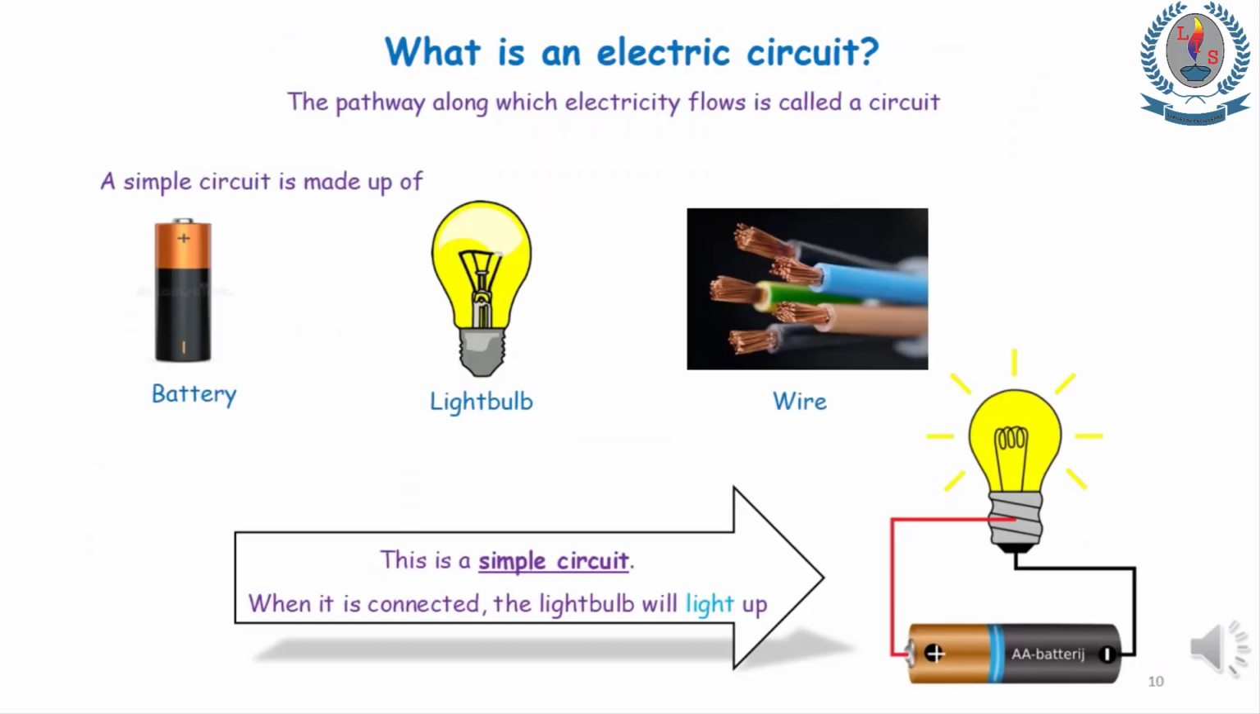Let's see what an electric circuit is. Electricity flows in a pathway and this is called a circuit. A simple circuit is made up of three things. The three things are a battery, light bulb and wire. Look at the picture below. When it is connected properly, the light bulb lights up. You can make a simple circuit with the help of your parents and see how it works.